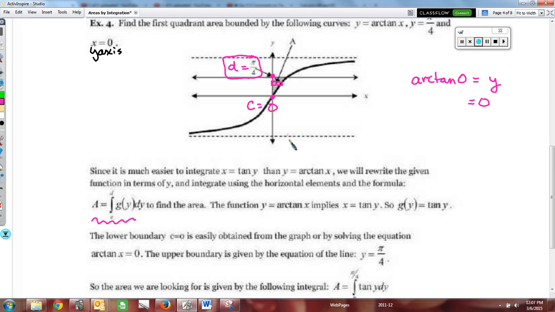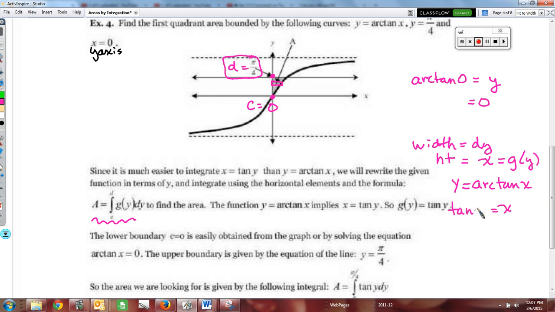And now I've got to switch my function around, because now the width of my rectangle is going to be dy, change in y, and my height is going to be the x, and I've got to find x as a function of y. So what we know, if y equals arctan of x, how do I undo an inverse function? Then your x has to equal the tangent of y. So I simply rearrange that.